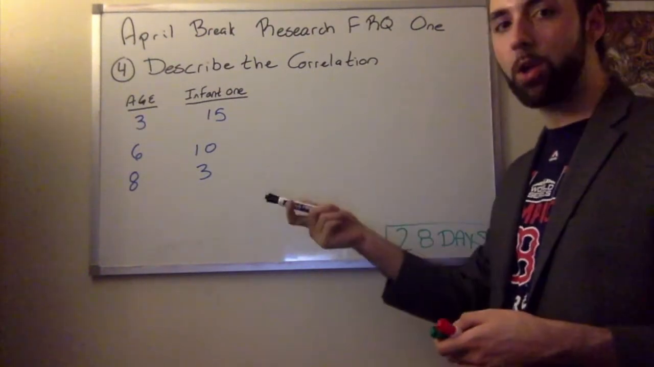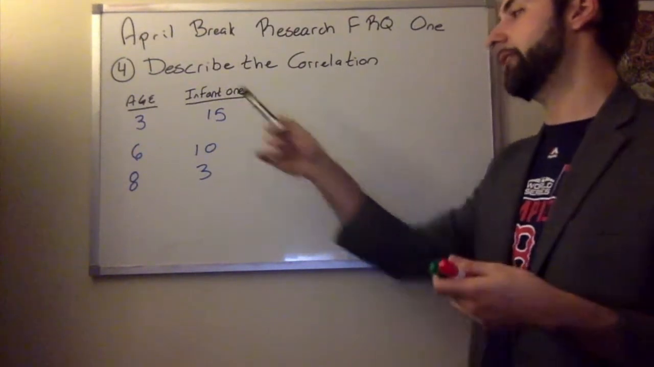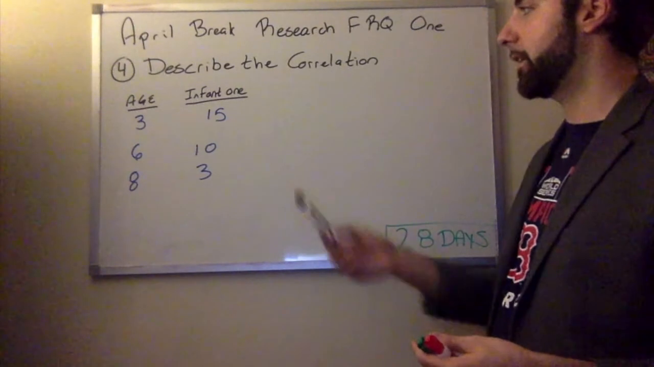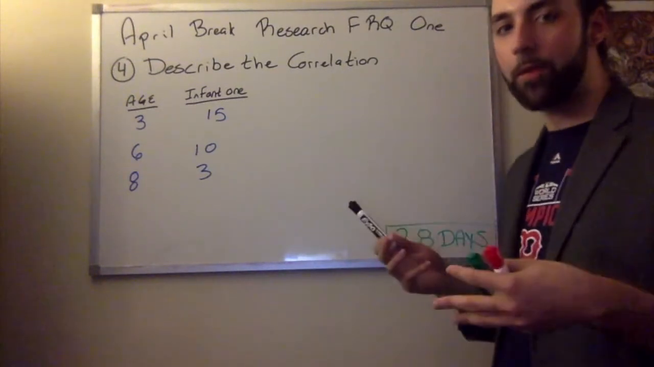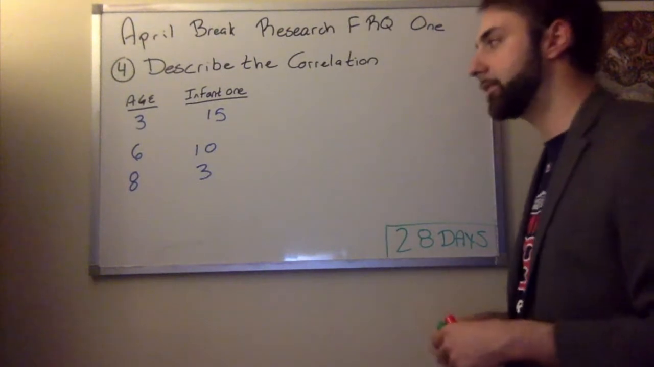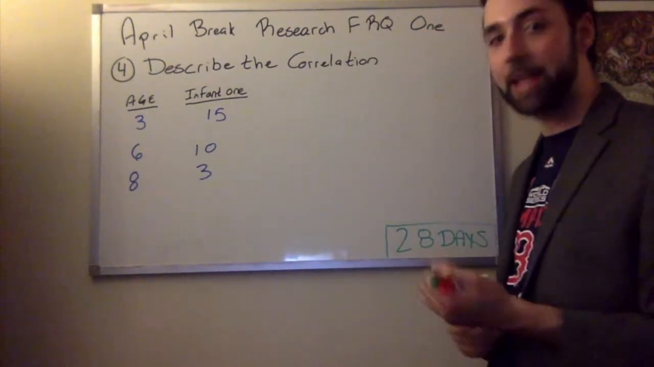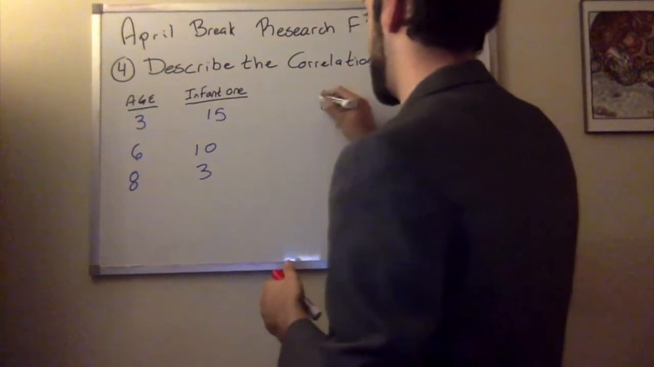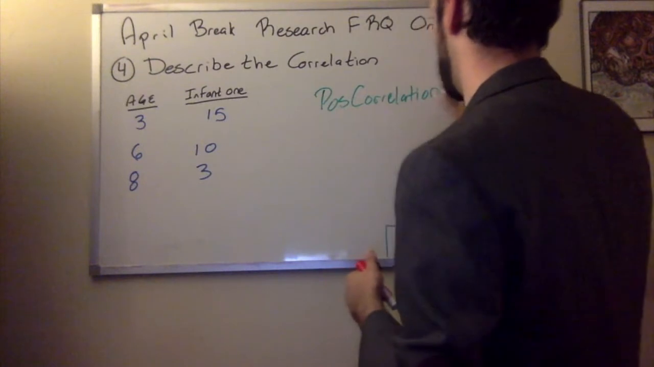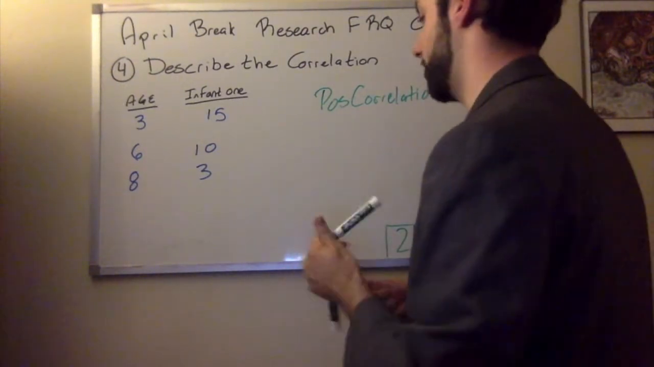I've recreated a small portion of the table here on the board. I've isolated only the first infant, and I've isolated here the ages. Certainly, if you look back at the FRQ, you would find infants 2 through 5. However, their results follow the same pattern, so I think it's unnecessary to put them on the board. This question, describe the correlation, is basically asking you, is this a positive correlation? Or, on the other hand, is this a negative correlation?